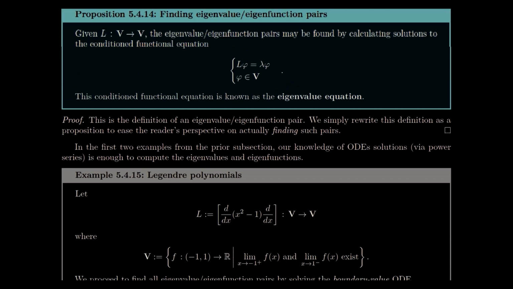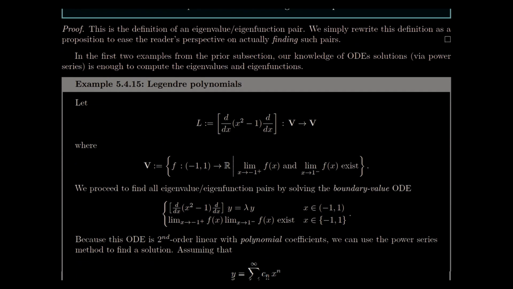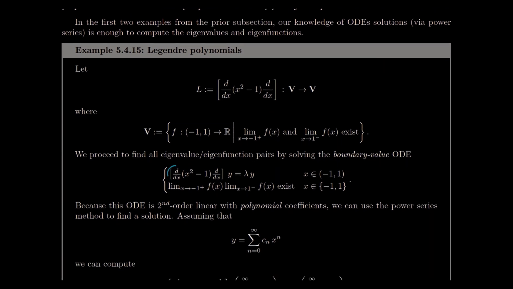So what is our eigenvalue equation actually going to look like here? We just write it as the following. You take L applied to the function, I don't know what the function is, I don't know what lambda is, equals lambda times the function. And then I'm also going to condition my equation on the same conditions that are in V.